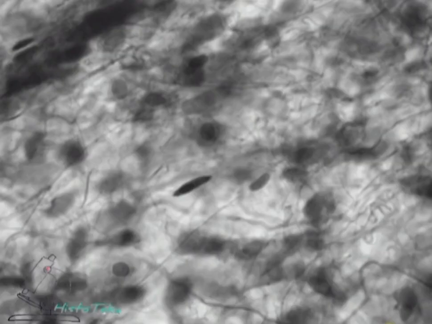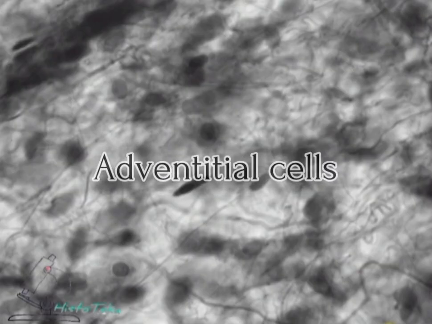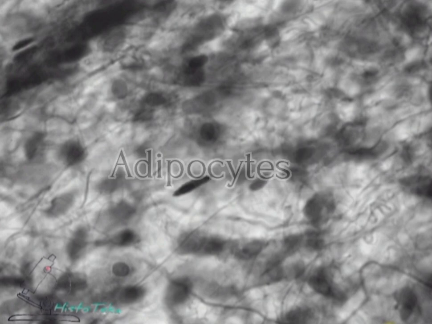Second group of the cells, transient or wandering cells. These are leukocytes, white blood cells. These cells can migrate to the connective tissue in response to specific stimuli such as tissue injury and inflammation. In the preparation, we will determine only fibroblasts, fibrocytes, macrophages, adventitial cells, pericytes, adipocytes.